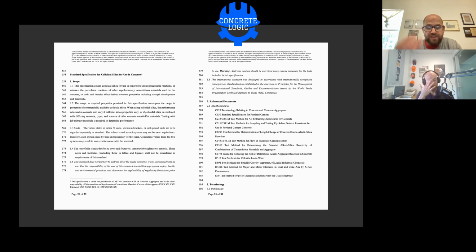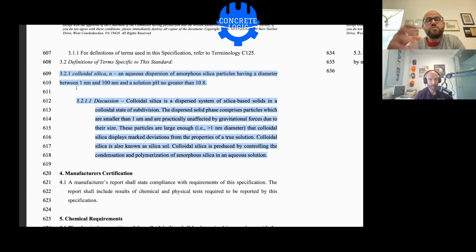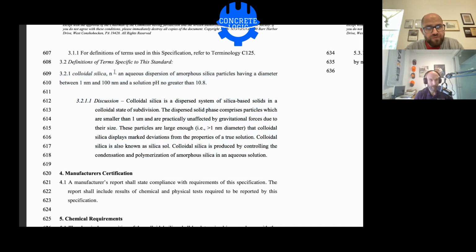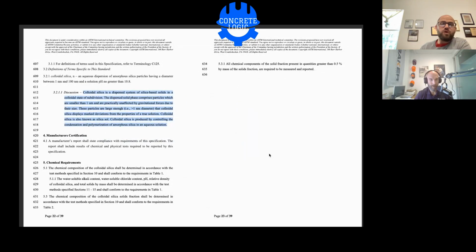And what that means is first we had to define the colloidal silica, which I didn't want to create a definition that I thought would trump what was used here. What a wonderful definition: aqueous dispersion of amorphous silica particles having a diameter between 1 and 100 nanometers and a solution pH no greater than 10.8. And it goes into a deeper discussion here of what a colloidal silica is and how it is separated from other technologies.